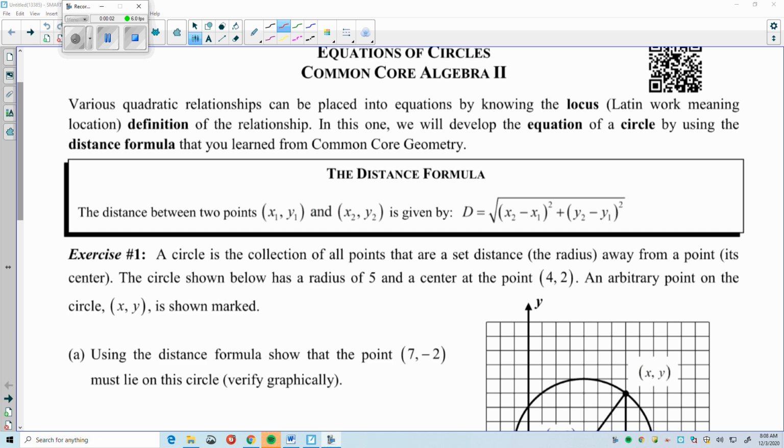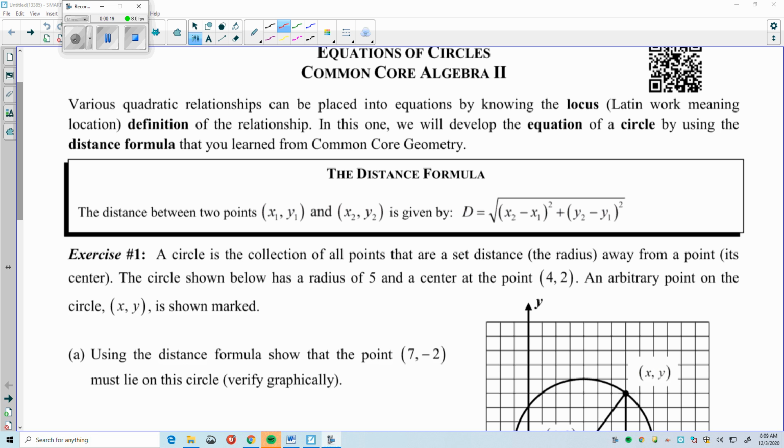So today we're going to be looking at equations of circles. And our equation of a circle is based off of our distance formula. We used the distance formula in our geometry course last year. And so we have the distance formula given below, in case we forgot it.